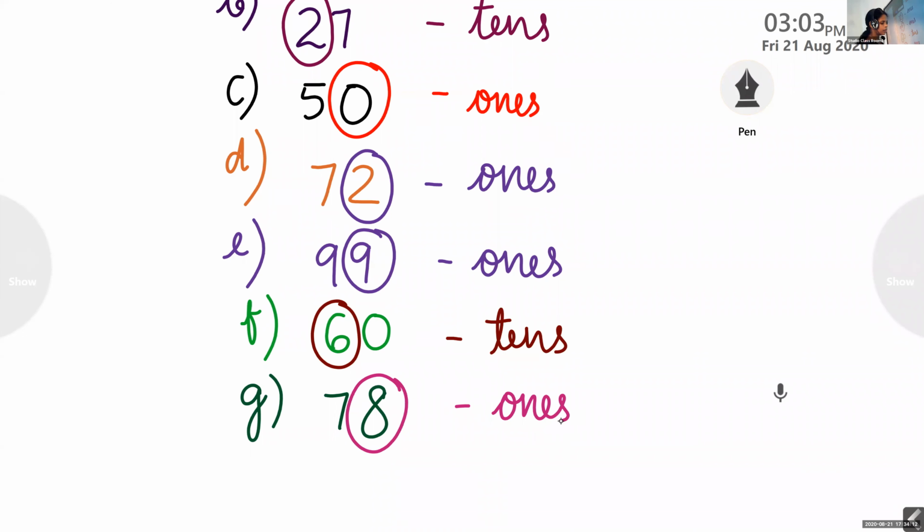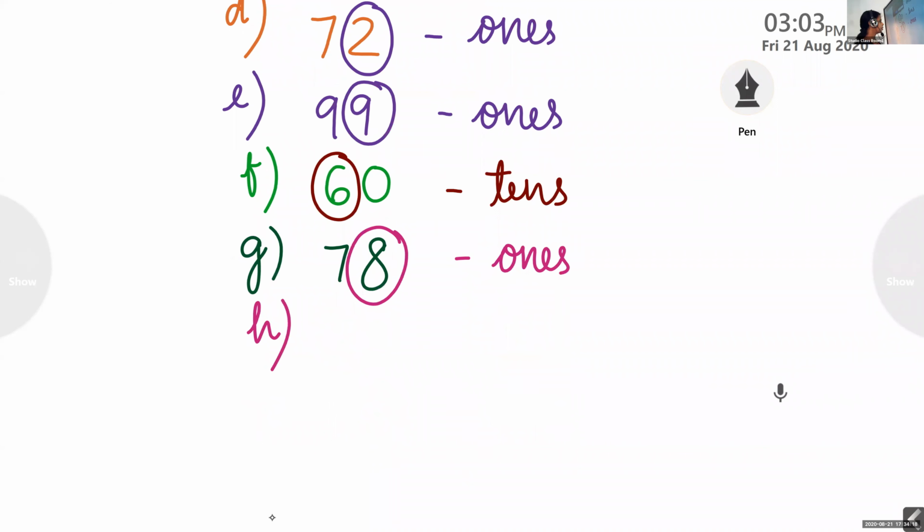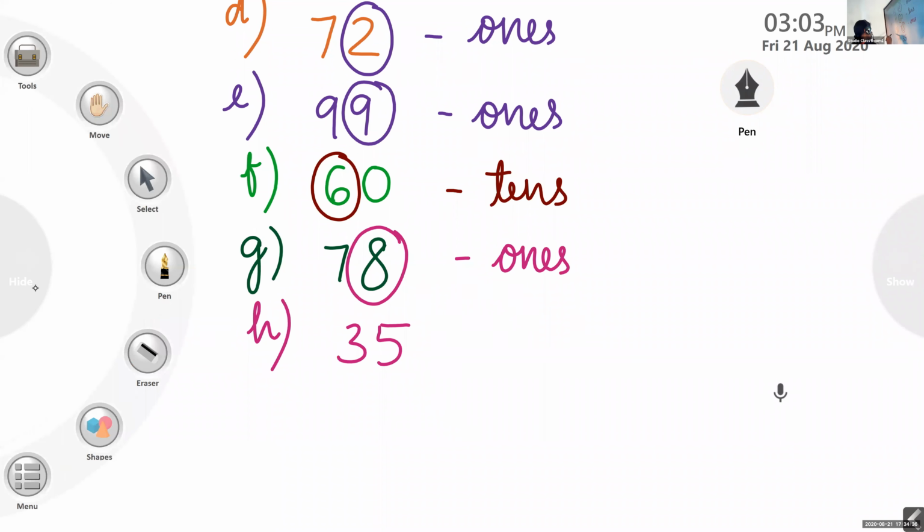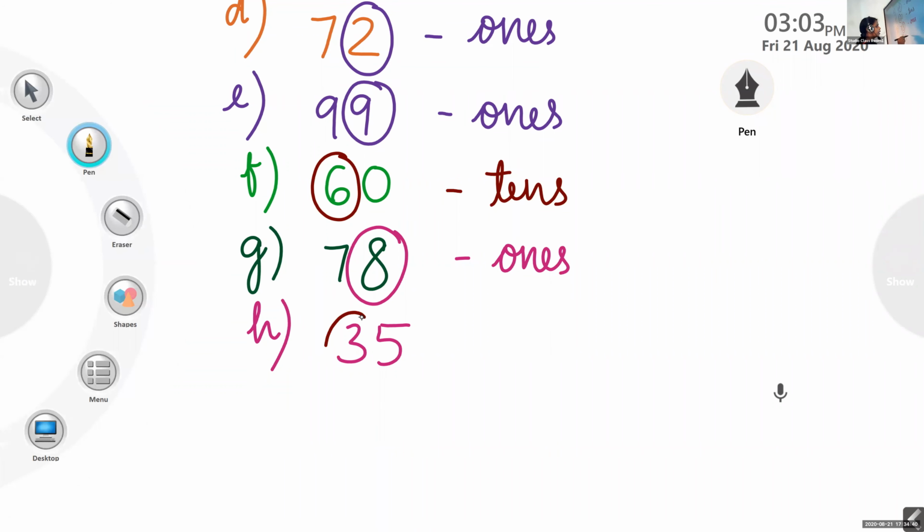And we have the last question, H. The number is 35. Allah Arun, the encircled digit is 3. Tell me the answer.